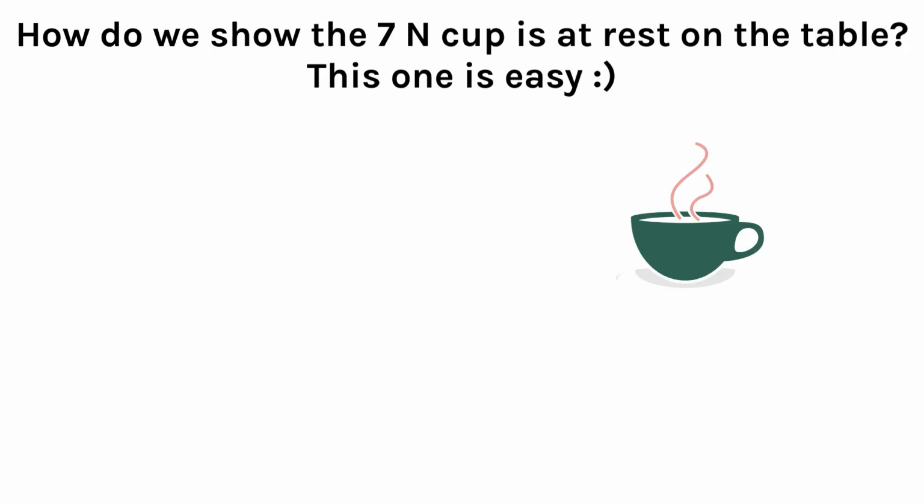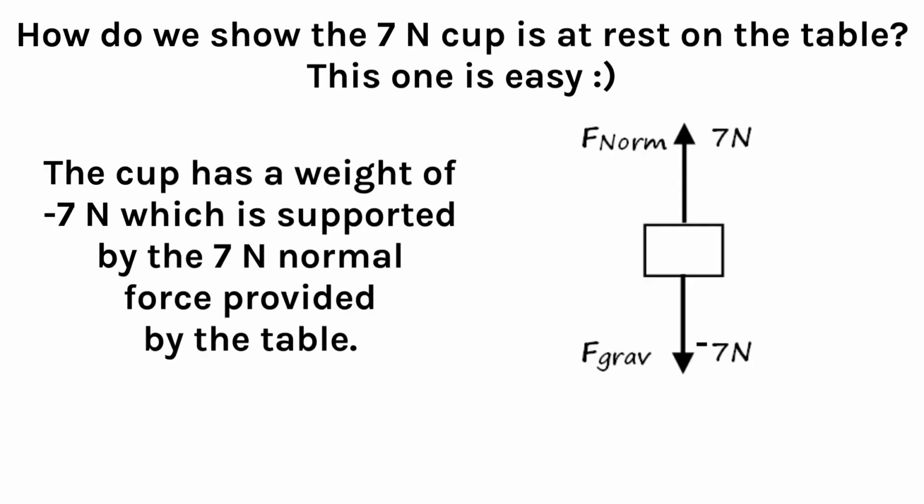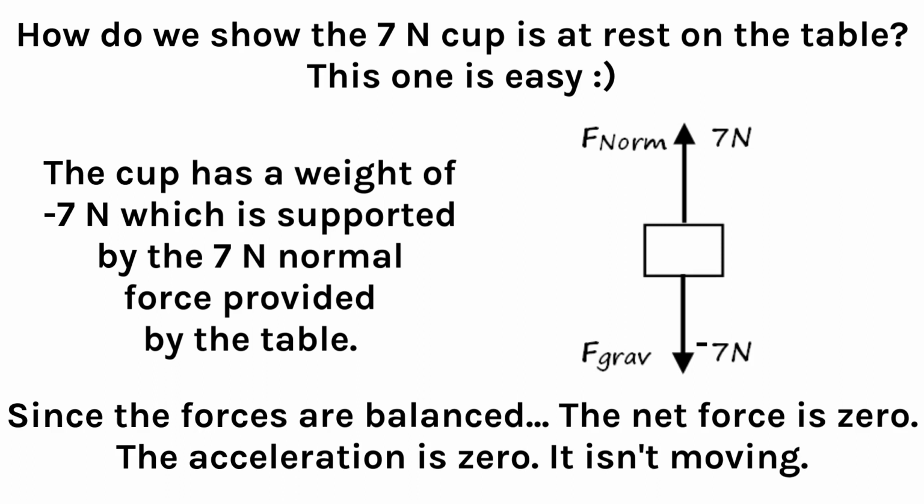How do we show the 7 Newton cup is at rest on the table? This one is easy. The cup has a weight of negative 7 newtons, which is supported by the 7 Newton normal force provided by the table. Since the forces are balanced, the net force is 0, the acceleration is 0, and it isn't moving.